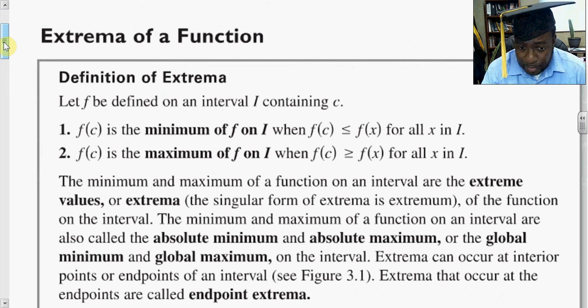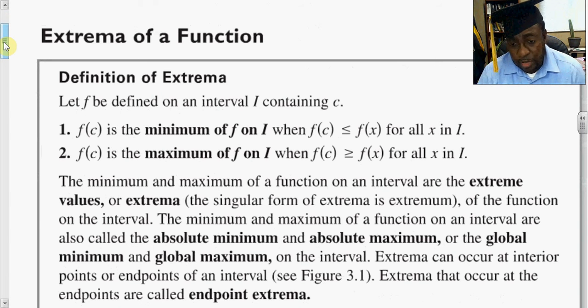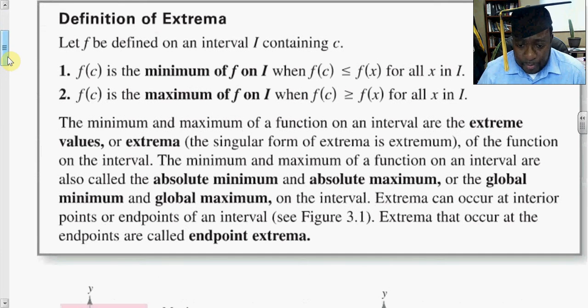We say that if f is defined on some open interval I containing a point c, f of c is the minimum value on this interval, whereby we say f of c is less than or equal to f of x for all x in the interval, or f of c is said to be the maximum of the function f on this interval I if f of c is greater than or equal to f of x for all x in I.